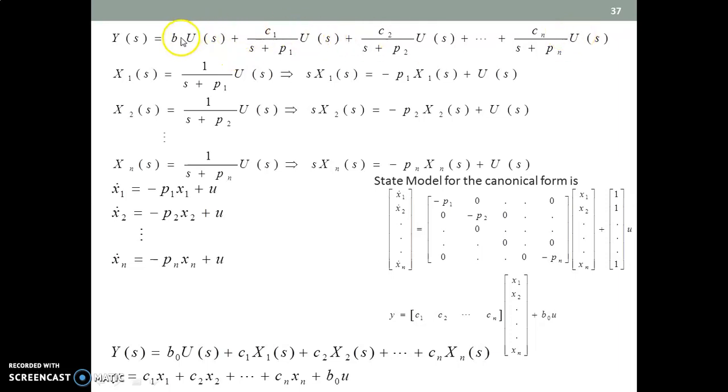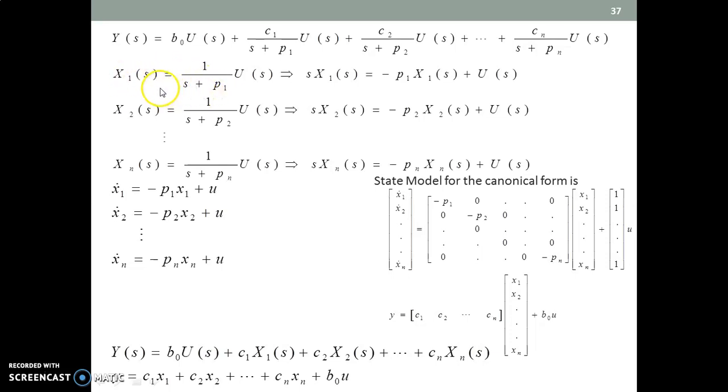Now we are taking just the first term, keeping it the same, and from the second one onwards we take them as X1(s), X2(s) and so on up to Xn(s). First one, X1(s) equals c1 by, this is also a residue, but we are not taking that part, we are keeping just 1 over (s plus p1) into U(s). Therefore, U(s) equals (s plus p1) into X1(s). So s into X1(s) equals minus p1 into X1(s), because you are shifting to the right.